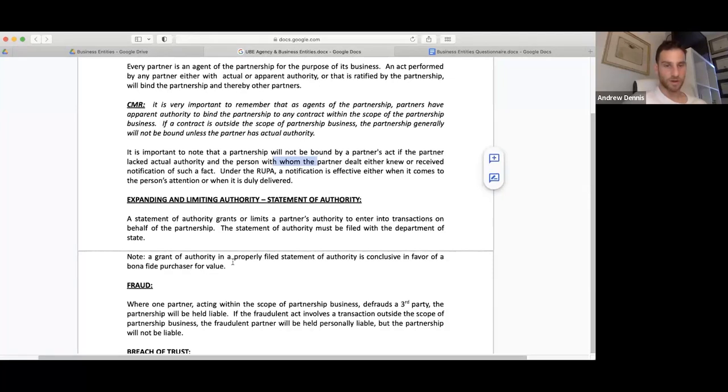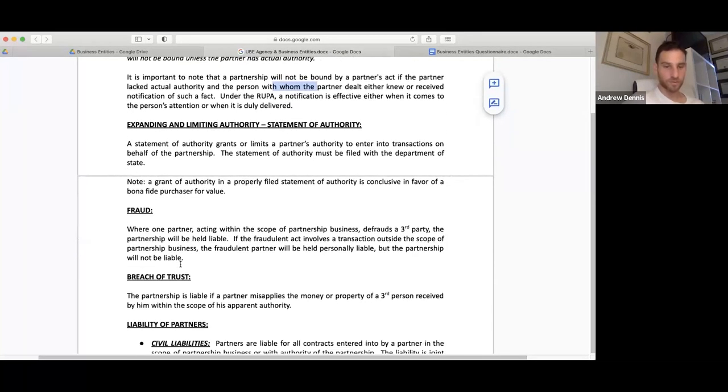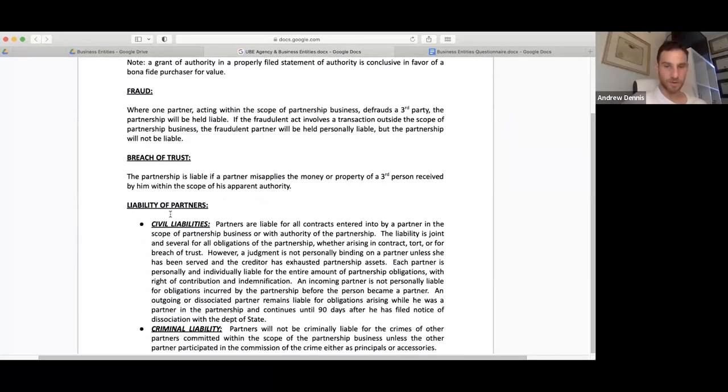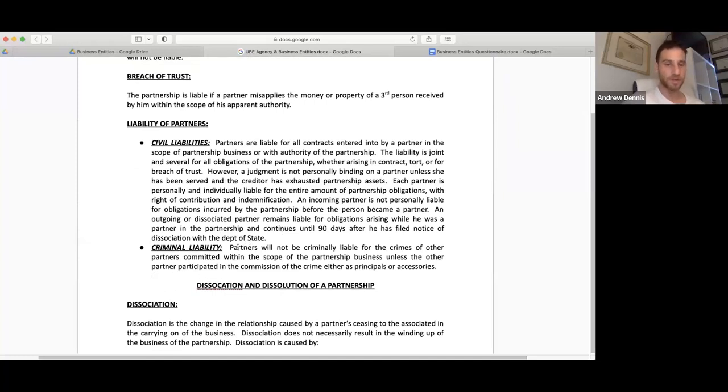So a grant of authority limits a partner's authority to enter into transactions. It must be filed with the Department of State. A grant of authority and a properly filed statement of authority is conclusive in favor of a bona fide purchaser for value. Kind of skipping over these things, fraud, breach of trust, these are things that they can be held liable for. Civil liabilities: partners are liable for all contracts entered into by a partner in the scope of the partnership business or with authority of the partnership. Criminal liabilities: partners will not be criminally liable for the crimes of other partners committed within the scope of the partnership business unless the other partner participated in the commission of the crime, either as principals or accessories.